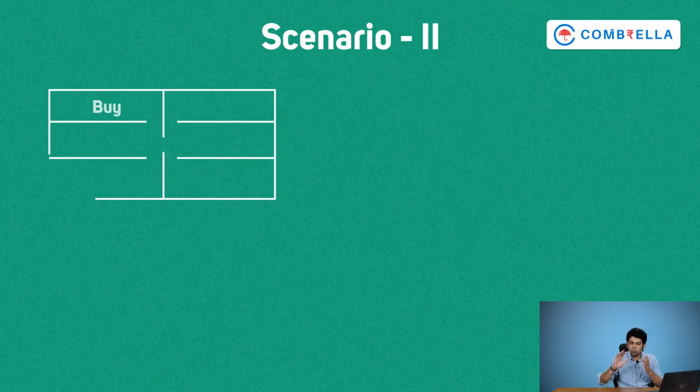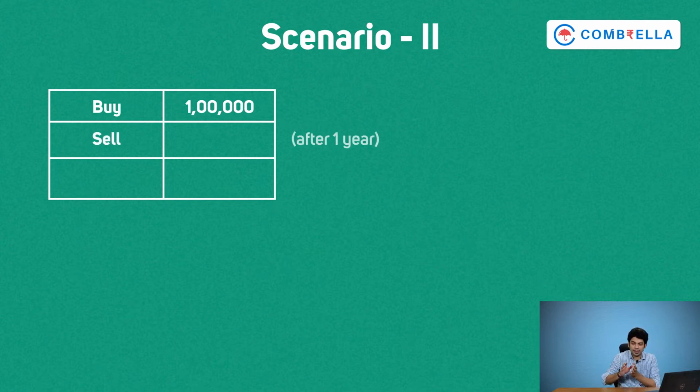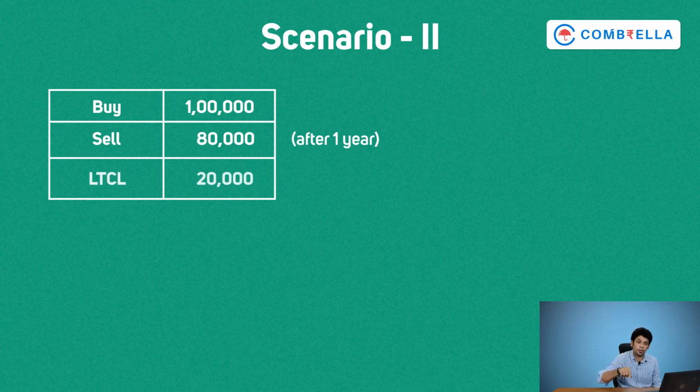Same example, you bought shares for 1 lakh rupees, okay? But now after 1 year, after 12 months and hence it becomes a long term, the value of those shares is now 80,000 rupees. What happens now? You need to sell the shares for 80,000 and book a long term capital loss of 20,000 and again buy the shares at 80,000 rupees.